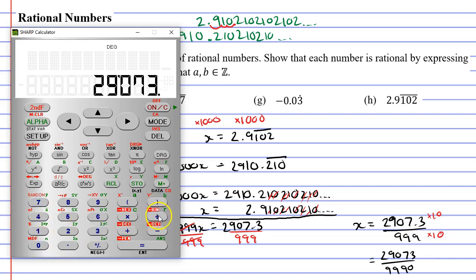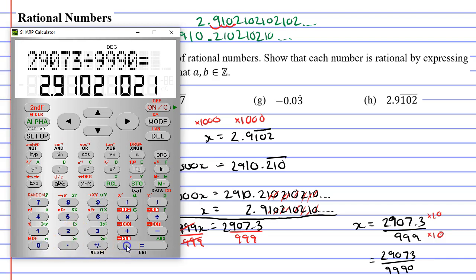29,073 divided by 9,990. And here we go. I've got 2.9 and the 102 starts to repeat, which is exactly what I wanted.